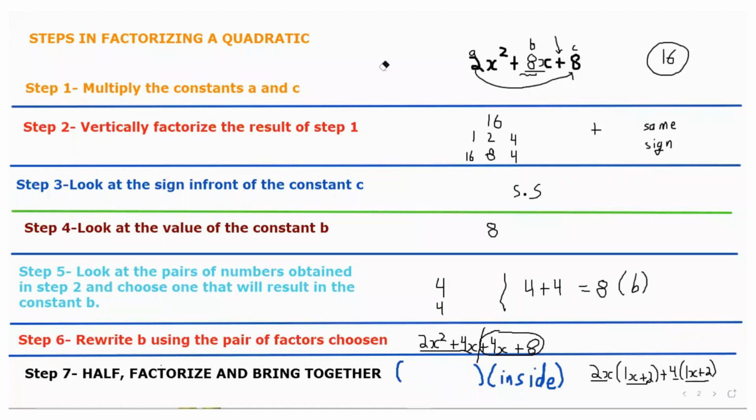So to use what they give us here, what we have outside is 2x plus 4. And what is the inside? The inside is 1x plus 2.